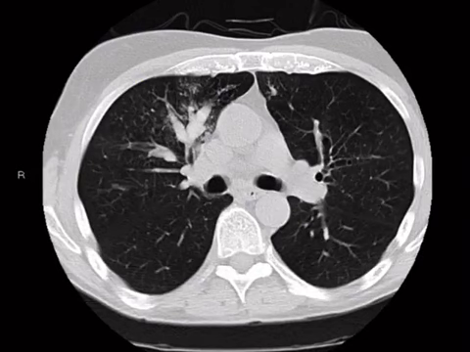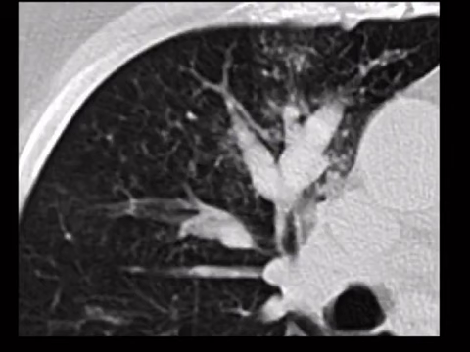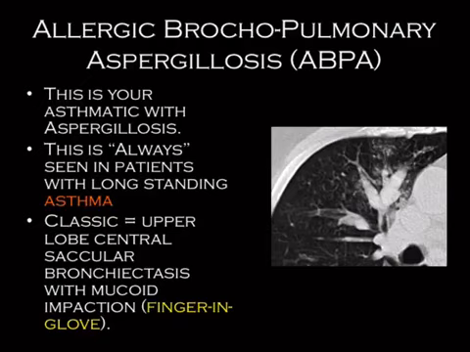All right, here's another Ant Mini. Zoom up on that. This is your finger in a glove. This is your ABPA. The thing to remember about this is asthma. Asthma, asthma, asthma. It only occurs in asthma.